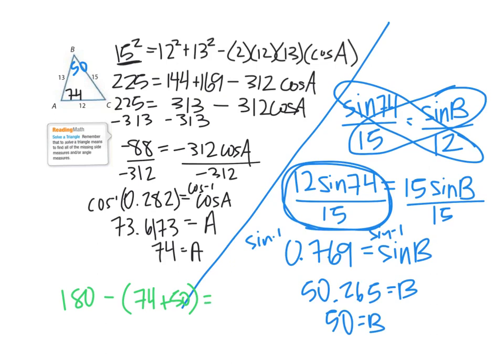Let's see. That's going to equal 56. So the measure of angle C is going to be 56. So now we are done solving this triangle. We found the measure of angle A, we found the measure of angle B, we found the measure of angle C, and we already had the three side lengths. Once you have the three side lengths and the three angle measures, you are done and you have solved the triangle. So we did this one together.